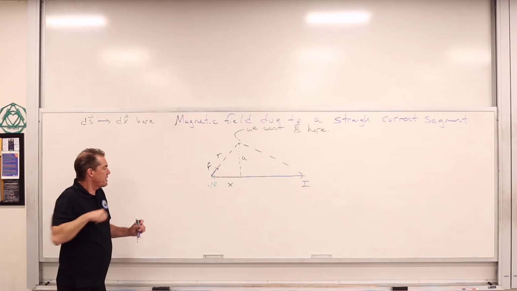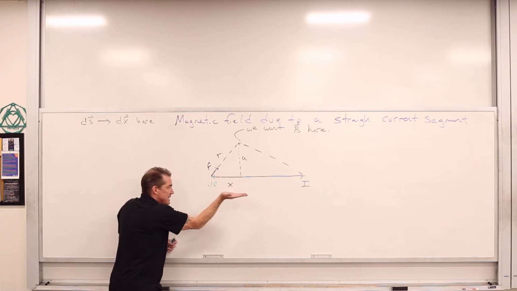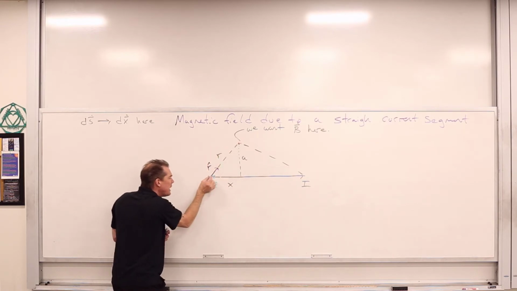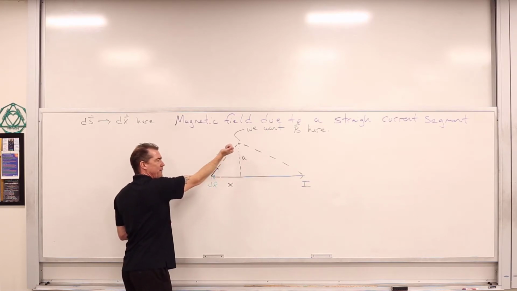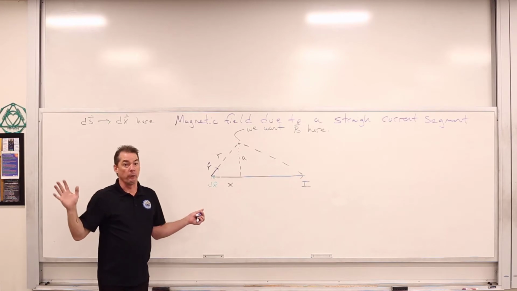So what do we get out of this? Well, we're going to have our dx hat that way and our r hat that way, which will mean that every infinitesimal contribution of the current will produce a magnetic field that is out of the board. All of them. That's nice.